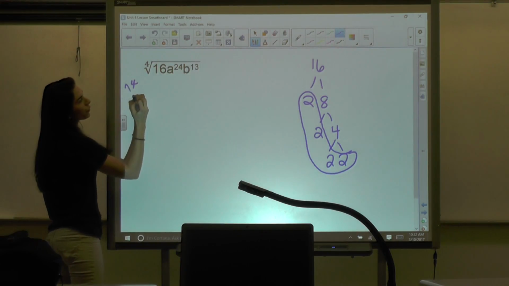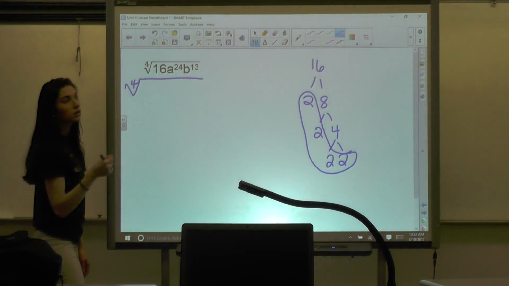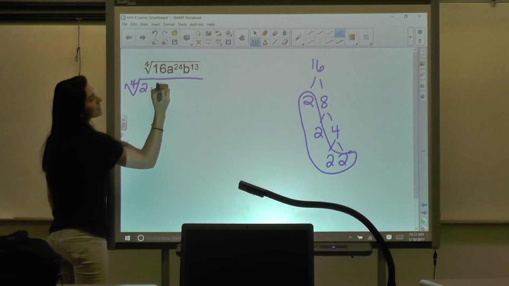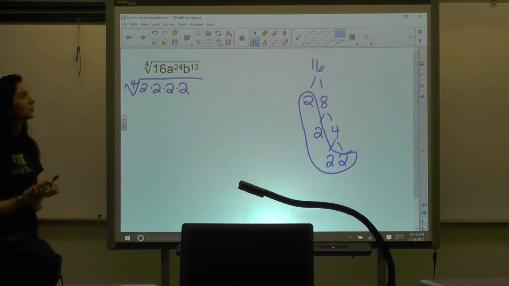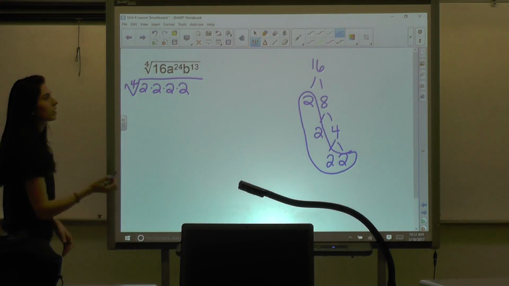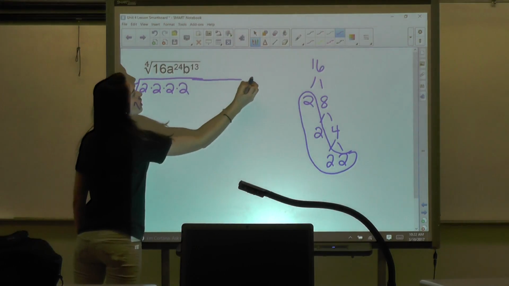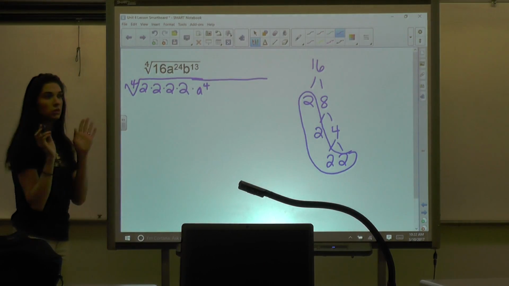So this is the 4th root. Don't forget to write that 4 because it is important. 16 is now replaced with 2 times 2 times 2 times 2. Then we have times a to the power. We need 4, so I'm just going to put a to the power 4.